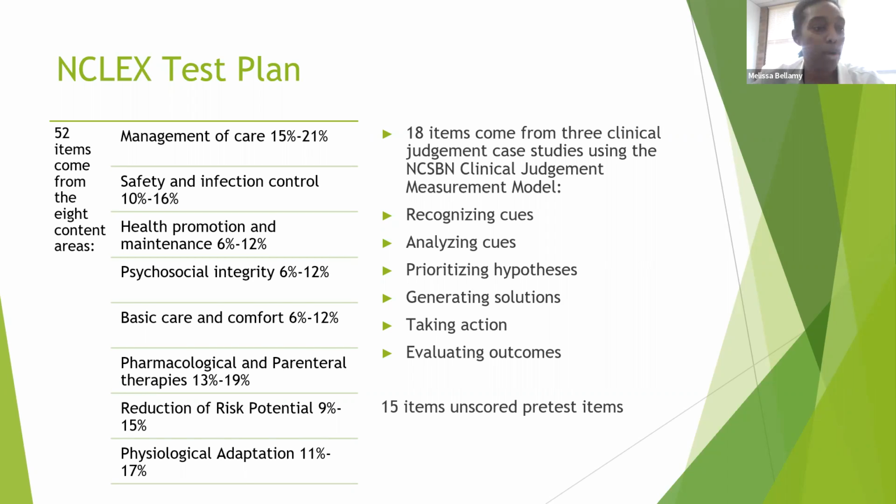Also with that, the minimum number of test questions is going to increase some. Before it was 75 questions; now there will be a minimum of 85 questions with a maximum of 150 questions. And this is how the content breaks down. 52 of the items are going to be from the content areas to the left, 18 items are going to be the clinical judgment case study, and then 15 items are going to be unscored pretest items.